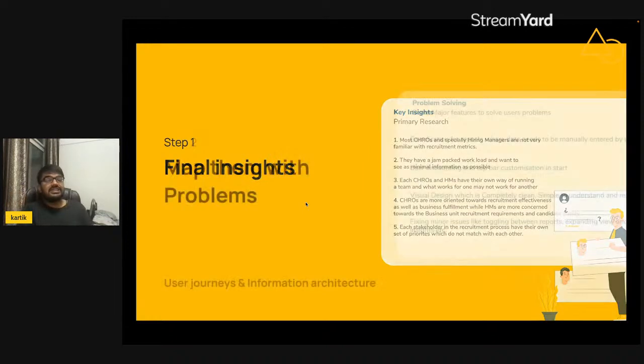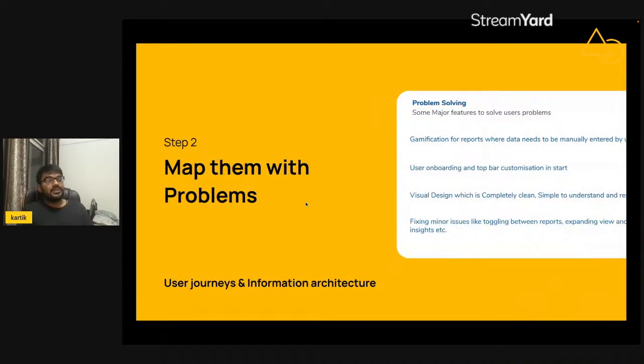And what I did is I just map them with the problems, and the best way to map them with the problems is to map them using user journeys and information architecture. So you have a user journey of your problem, you map your problem statements there, and then you map your insights exactly with your journey, and you see what's the best way to solve them.